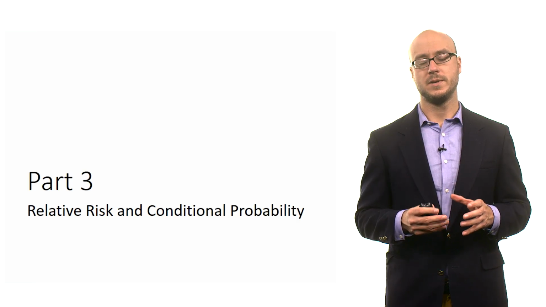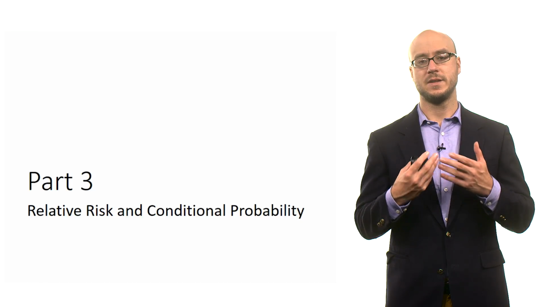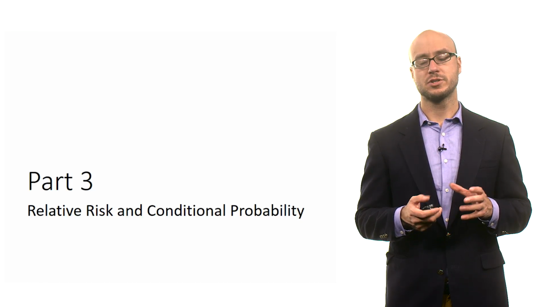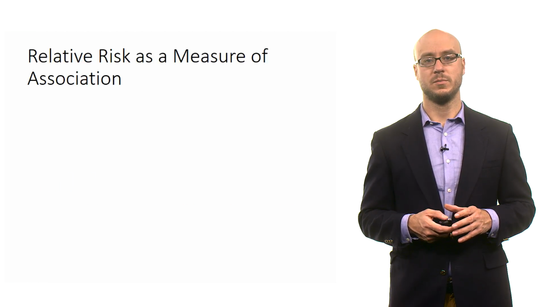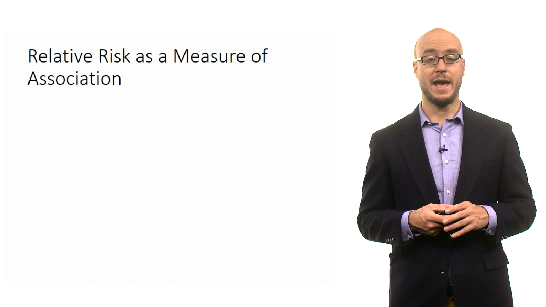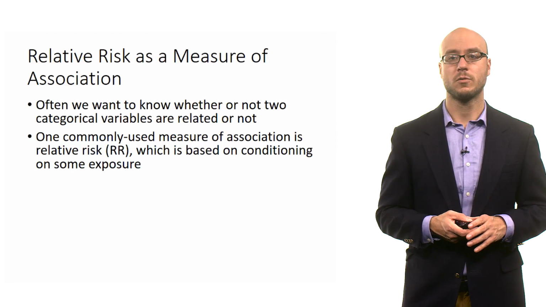Welcome to part 3 in our discussion of probability tables and relative risk. For part 3, we will talk about the idea of conditional probability as well as the idea of relative risk, which is a measure of association between two binary categorical variables that you have. So for example, one variable might be an exposure, the other variable might be some outcome. And relative risk is a measure of association for these two kinds of categorical variables.